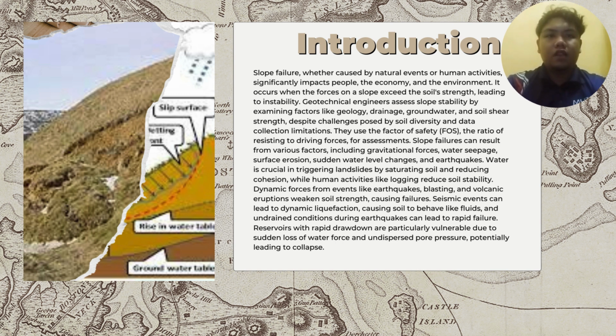They use the factor of safety (FOS), the ratio of resisting to driving force, for assessment. Slope failures can result from various factors including gravitational force, water seepage, surface erosion, sudden water level change, and earthquakes. Water is crucial in triggering landslides by saturating soil and reducing cohesion, while human activities like logging reduce soil stability. Dynamic force from events like earthquakes, blasting, and volcanic eruptions weakens soil strength, causing failures.